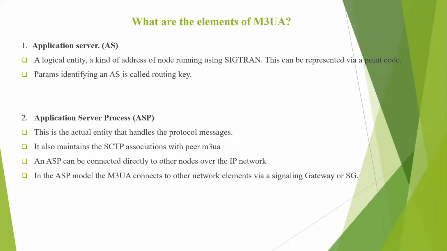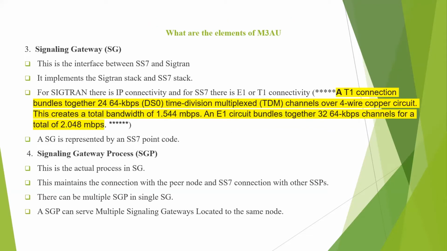We have the application server process. This is the actual process running in the application server, which normally maintains the SCCP association with M3UA peers. It can also connect directly to other nodes over the IP network, and also connects to other network elements via the signaling gateway, or the SG. We have the signaling gateway. This is the interface between SS7 and SIGTRAN. It implements the SIGTRAN stack on the SS7 stack.